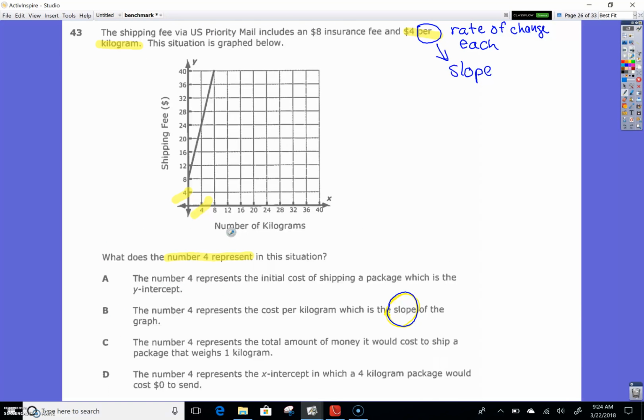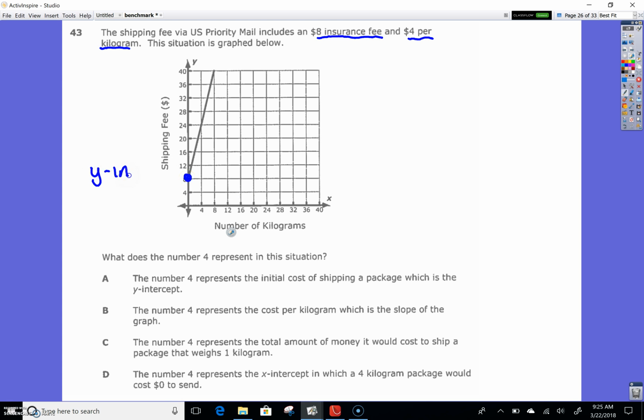Next problem. Sorry, I kind of did it already, but I will show you. The shipping fee via U.S. priority mail includes an $8 insurance fee and $4 per kilogram. The situation is graphed below. So if you look here, 8 right there is going to be our y-intercept. But they want to know, what does the 4 represent?